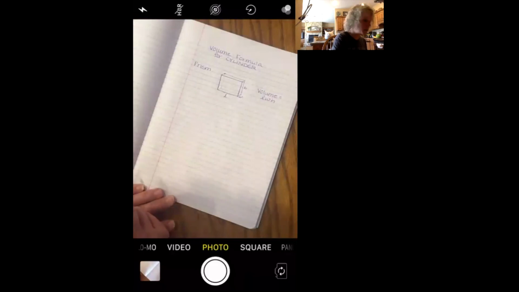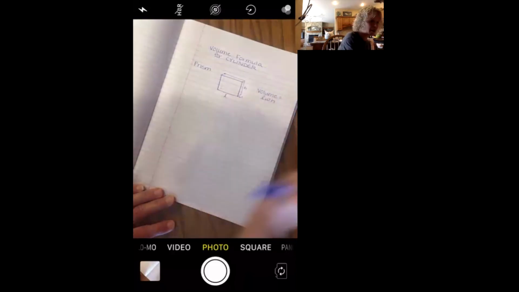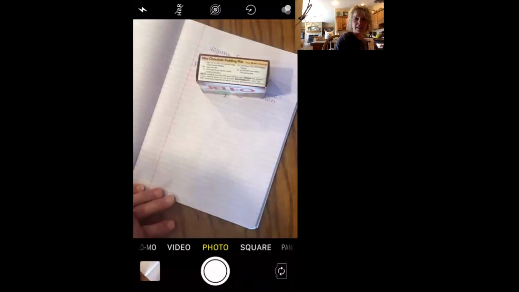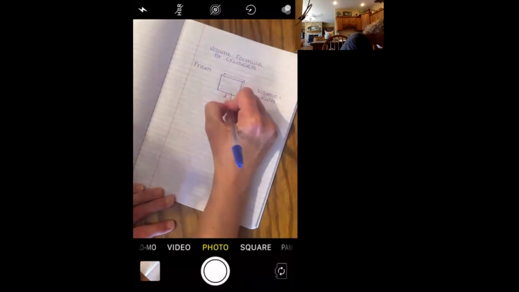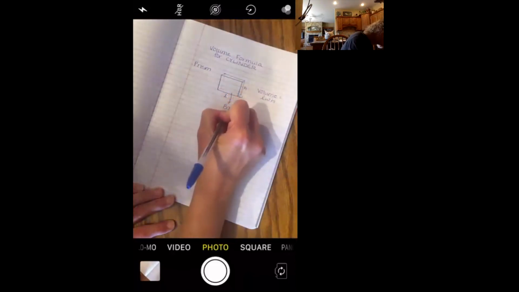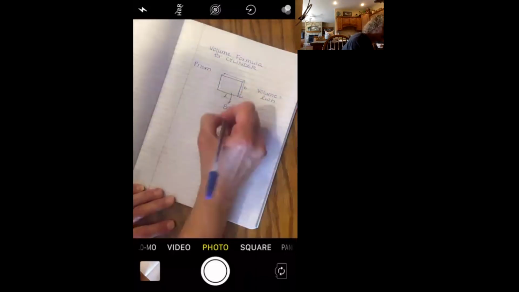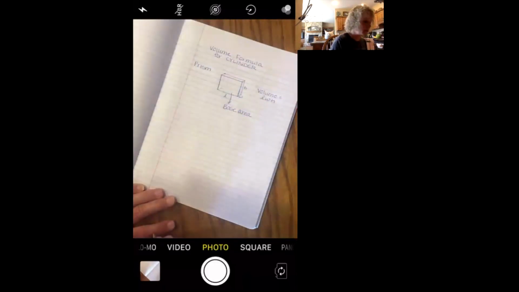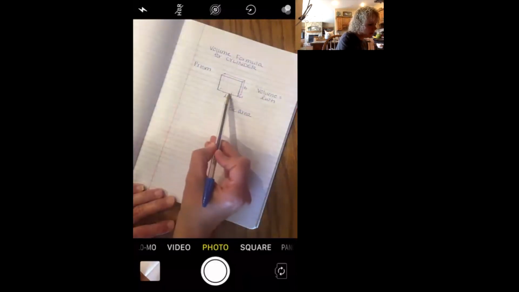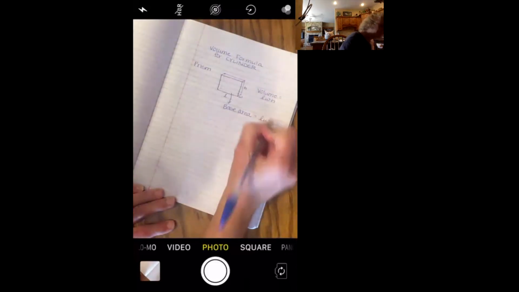We can also see something else. This piece right down here is the base of our prism. It's what the Jell-O box is setting on. It's setting on the base. So this right here is the base. Now, the base actually has an area. So we can actually say the base area. And to be able to find the area of this base, we would take length times width.